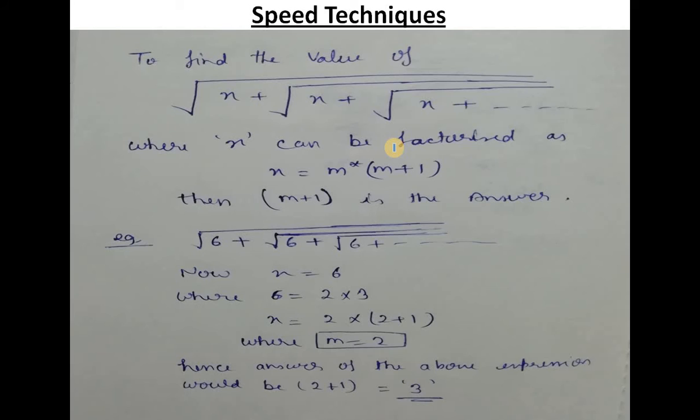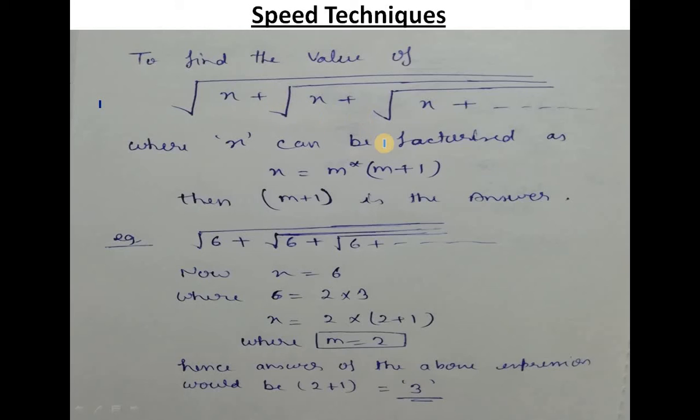Now the most important thing, that is speed techniques. Here these are standard formulas, or you can say the question comes directly from this, where the values will be changed in place of x. Now to find the value of this kind of expression, you can see the square root of x plus the square root of x plus the square root of x, and this goes on to infinity.